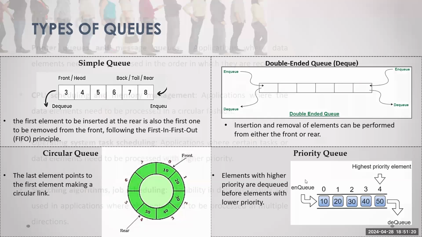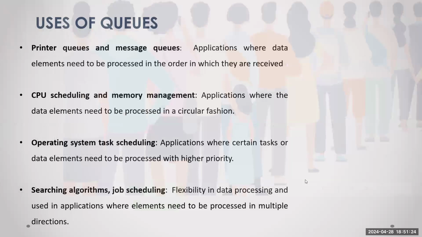Next, we have printer queues and message queues. I'll come to this later because I have a case study on them. And the next example is CPU sharing and memory management, that is, applications where the data elements need to be processed in a circular fashion.